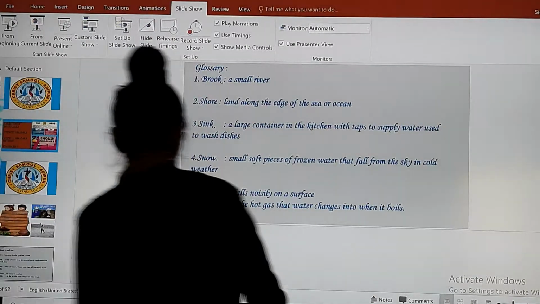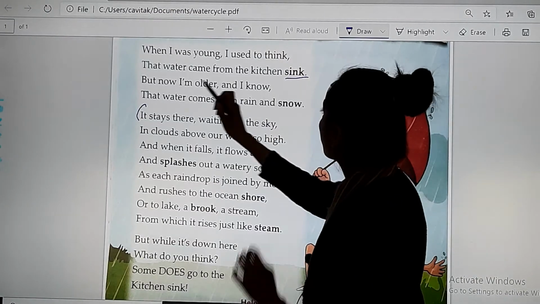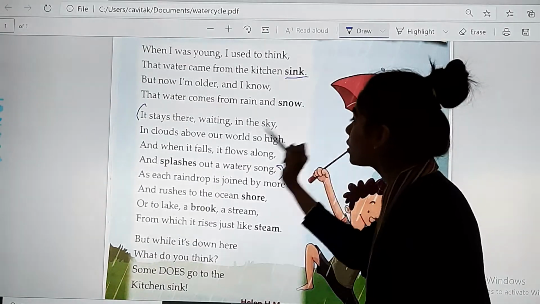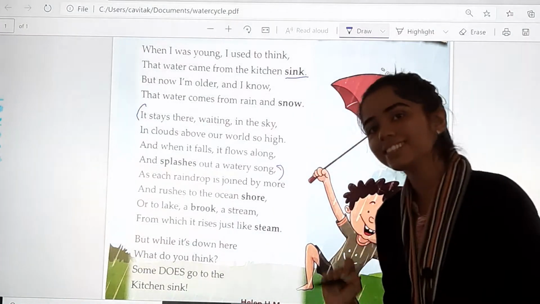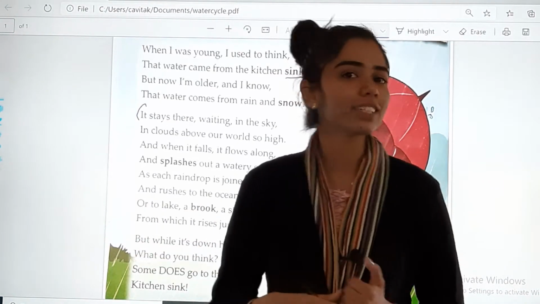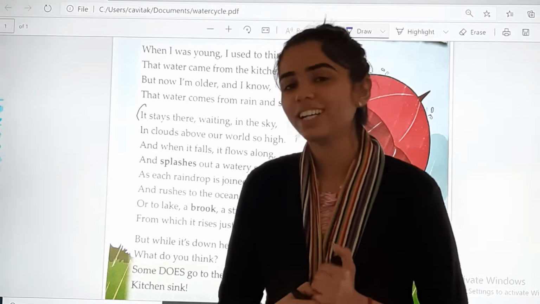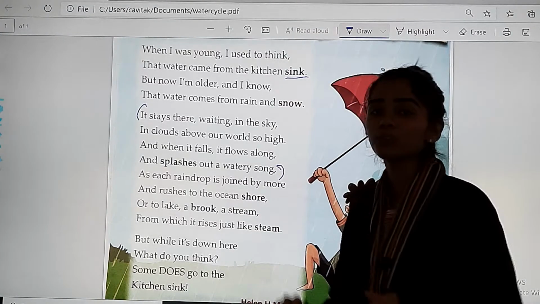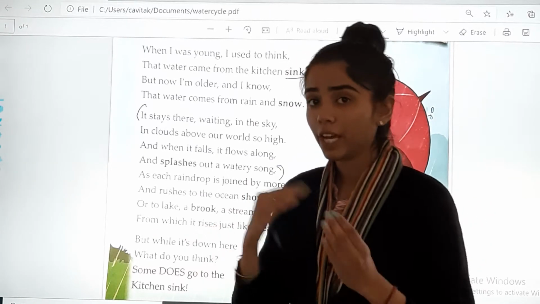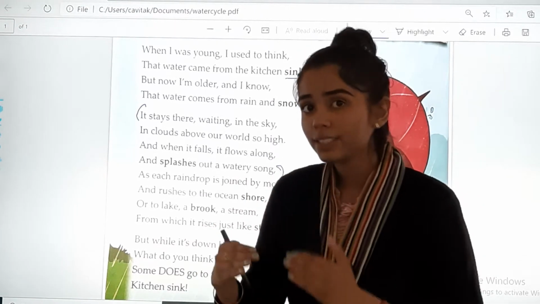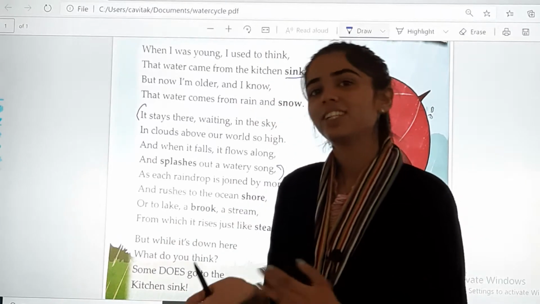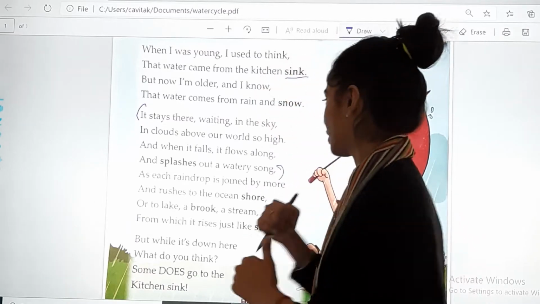Okay, now the next line. But now I am older and I know that water comes from rain and snow. So now the boy is grown up. Okay, उसने भी आपकी तरह साइंस में water cycle पढ़ लिया होगा. So now he knows that the water comes from rain and snow. Snow से कैसे? We have learned that the snow melts down in the summer season and it converts into water. So in this way we get water.